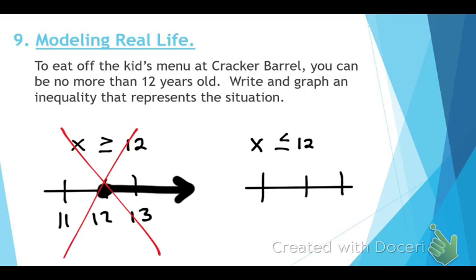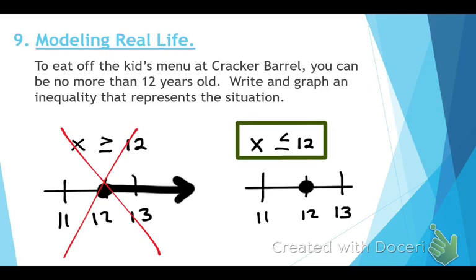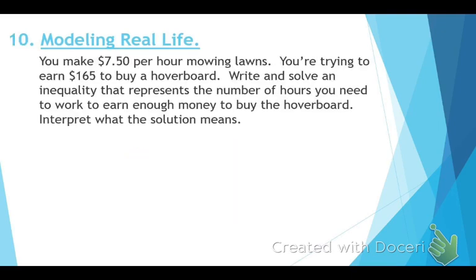This one, once again, we still have the numbers 11, 12, and 13. We know they could be exactly 12, but this answer tells me that all solutions are less than 12. What's a number that I would land on if I went to the left, an age? 1. Could a 1-year-old eat off of the kids' menu at Cracker Barrel? Yes, so this is the one that makes sense. Probably not a 1-year-old.